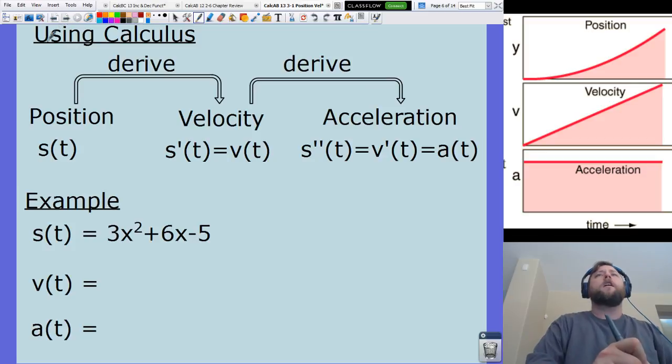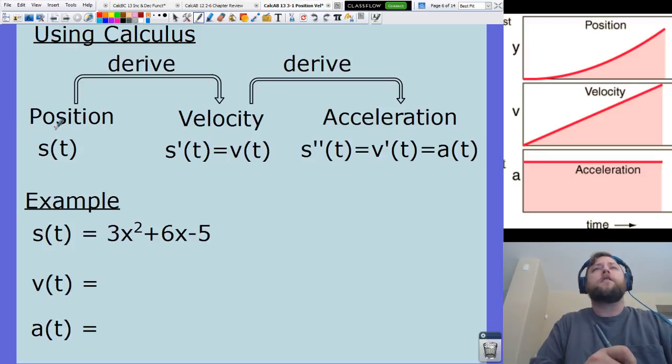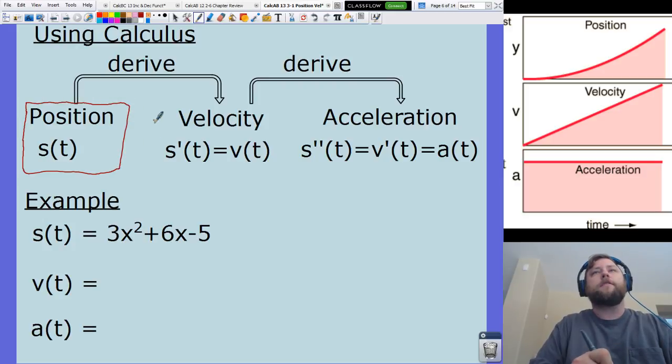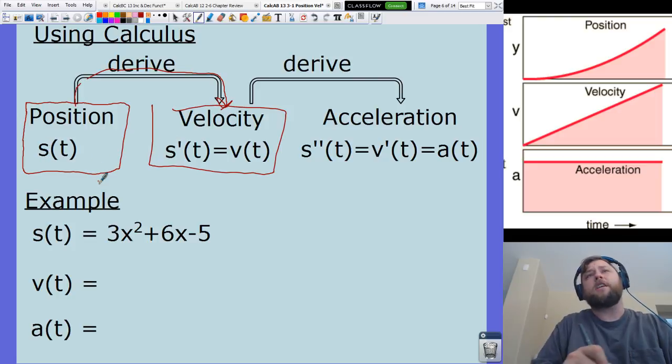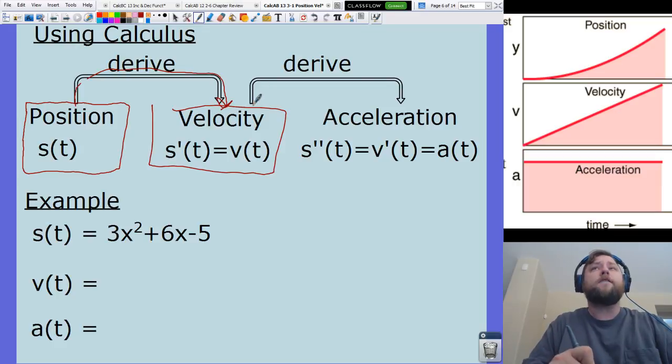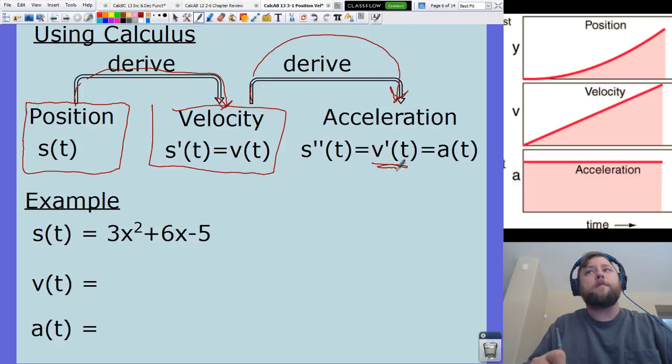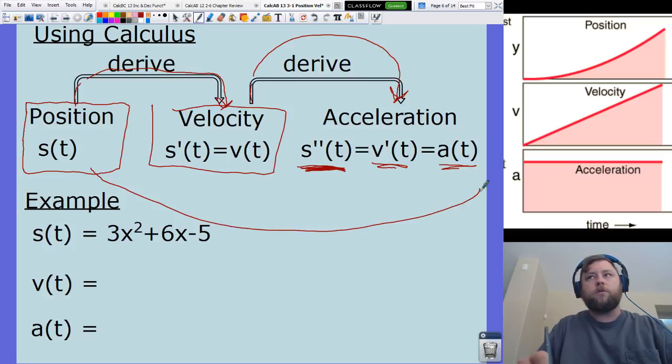All right, using calculus and those things. So there's a relationship between position, velocity, and acceleration, and it's through derivatives. If you derive the position function, you're going to get the velocity function. So if my position is s of t, s prime of t is equal to the velocity function v of t. And if you derive the velocity function, you can get the acceleration function. So v prime of t is a of t. Another way of saying that is the second derivative of position goes to acceleration. So if you just derive it twice.